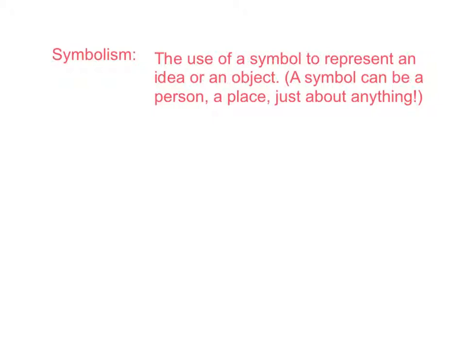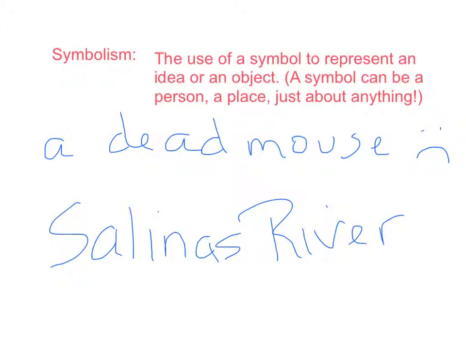As you're thinking about Of Mice and Men, I'd like to give you a couple hints, some things to think about that are symbols in this novella. What does a dead mouse symbolize to you in terms of this novel? How about the Salinas River? How about character names? What other symbols can you think of?